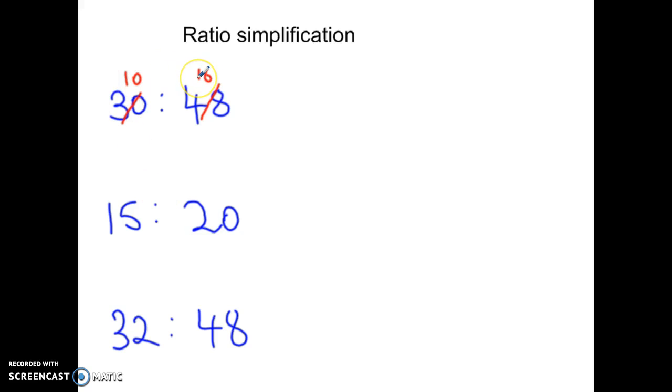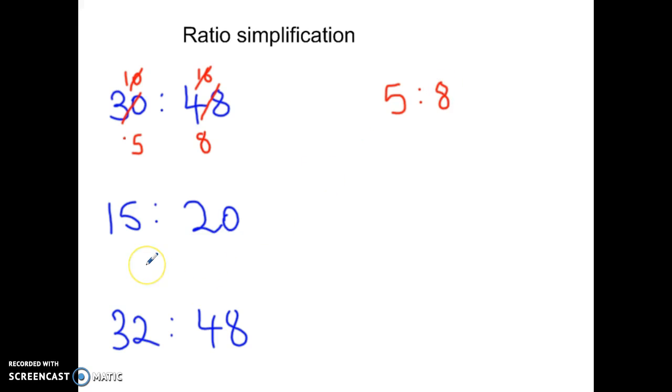Okay, what goes into 10 and into 16? Well, they're both even numbers, so divide that by 2, give me 5. Divide 16 by 2, give me 8. Don't think I can go any further than that, so my answer to the first one would be 5 to 8.